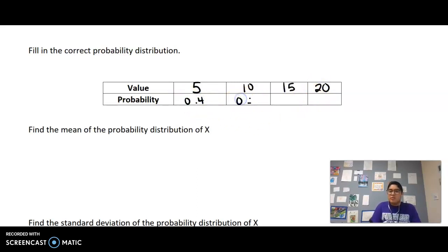4 times 0.3 is 0.3. 4 times 0.2, and then 1 times 0.1. Notice 40, 30, 20, 10, that will add up to 100%. So we have a valid probability model.